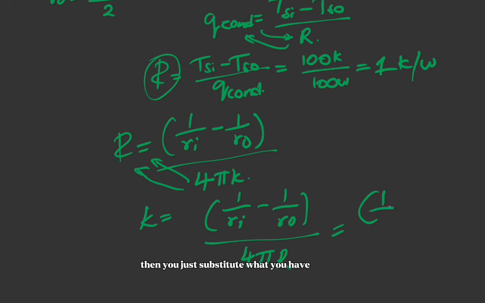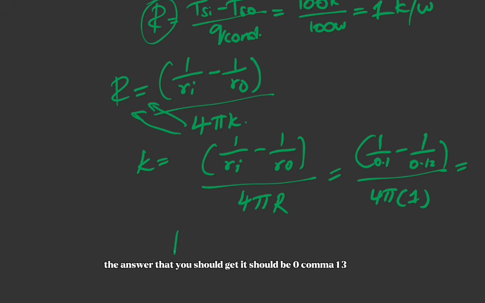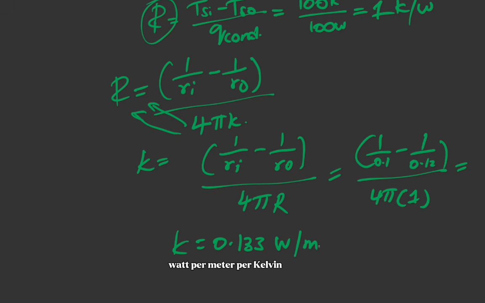Then you just substitute what you have: 1 over 0.1 minus 1 over 0.12, divided by 4 pi multiplied by 1. And the answer that you should get is 0.133 watt per meter per Kelvin. And then remember, the engineer said the specifications need to be at least 0.2 watt per meter per Kelvin.